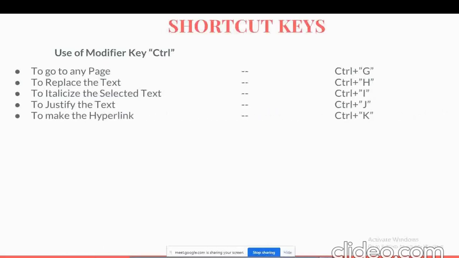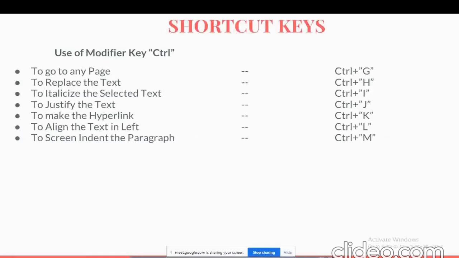To make a hyperlink, Control K. As we have already used H in case of replace, then we have to use K in case of hyperlink. That is the last alphabet of hyperlink. To align the text left, Control L. To indent the paragraph, Control M. To open a new file, Control N. To open the required file, Control O. O means open.